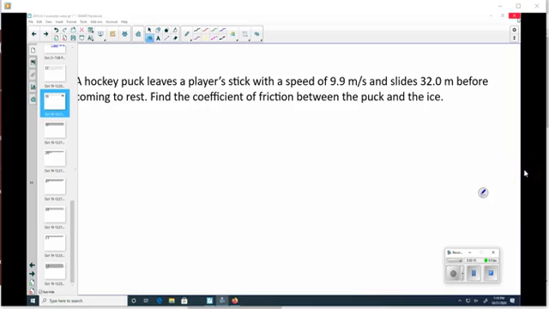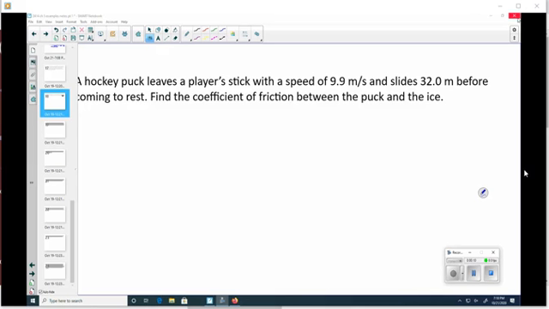So this example is just going to show you how friction can affect the motion of an object. A hockey puck leaves a player's stick with a speed of 9.9 meters per second and slides 32 meters before coming to rest. Find the coefficient of friction between the puck and the ice. You're not given a lot of information here, but you are given all of the information that you need.